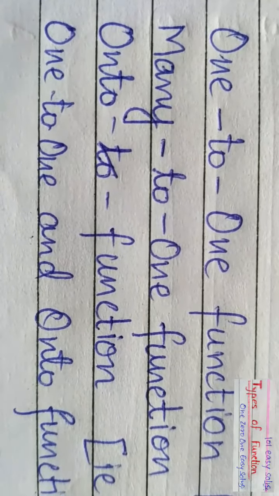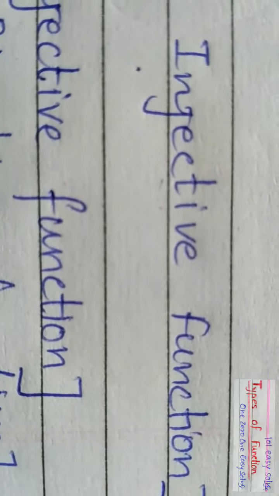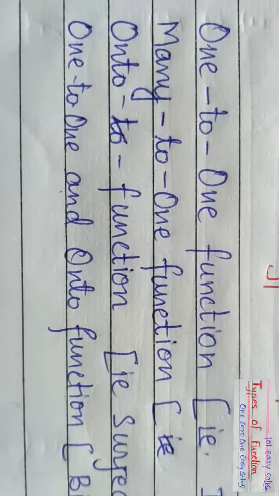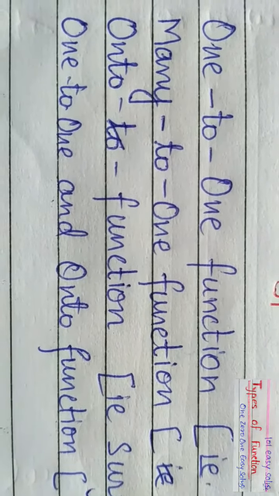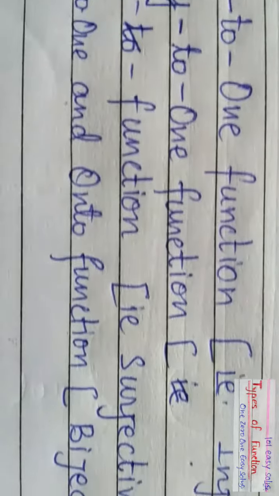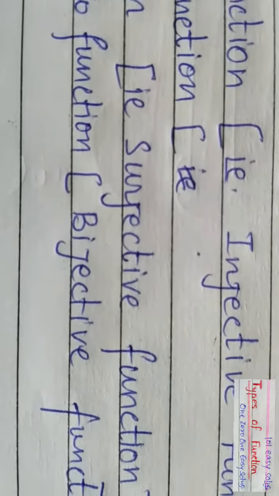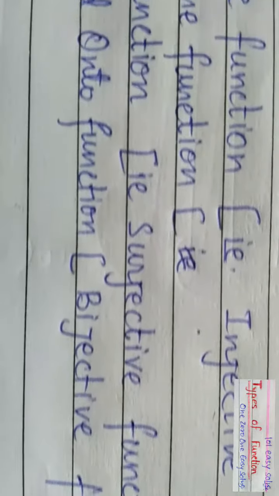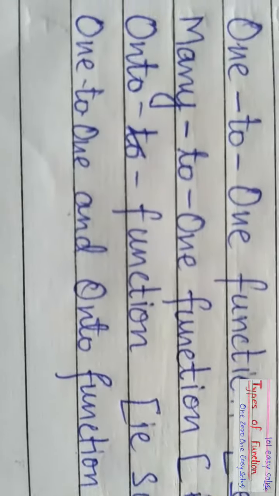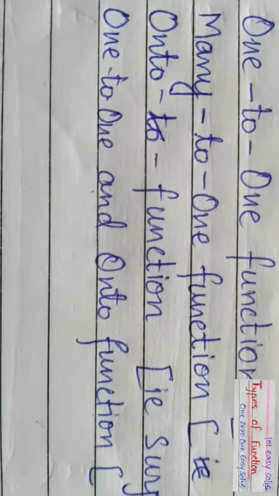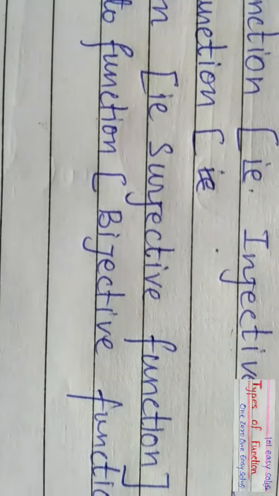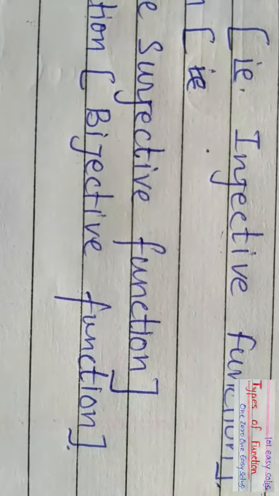First of all, one-to-one function, and it is also known as injective function. Then many-to-one function. Okay, second one is many-to-one function, and the third one is on-to function, and it is also known as surjective function. On-to function is nothing but the surjective function, and the last one is one-to-one and on-to function. One-to-one and on-to function is known as bijective function also.